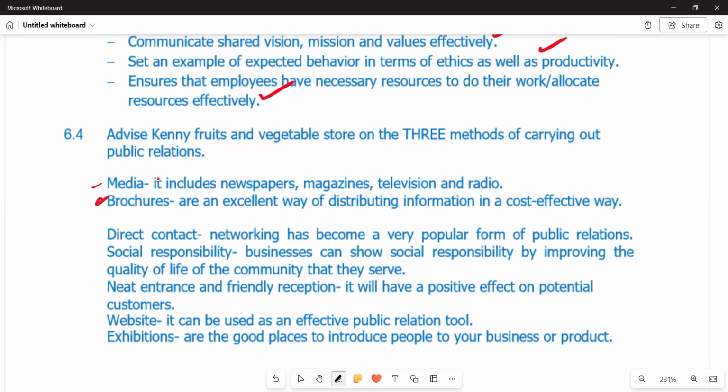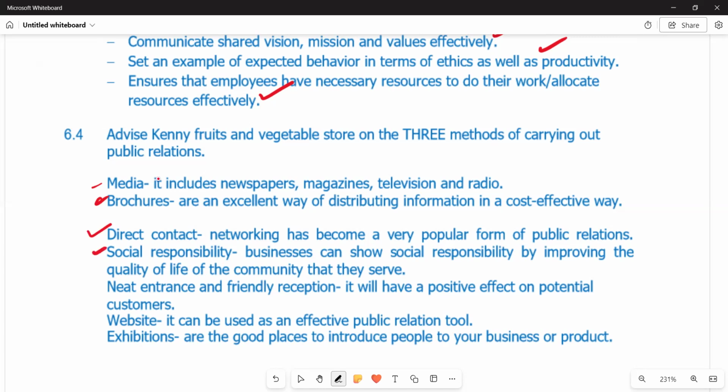And then we have the next one, which is direct contact, which is networking. It's become a very popular form of public relations. With direct contact, we are engaging and communicating with the parties that we want to communicate with. Then social responsibility: a business can show social responsibility by improving the quality of life of the community that they serve. We are operating in a certain area or environment, and we invest in upgrading the environment or the community that we are operating in. This is what we call social responsibility.